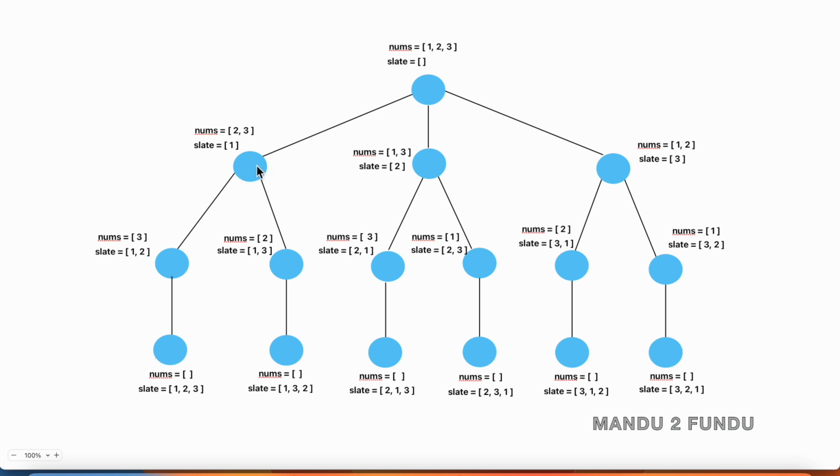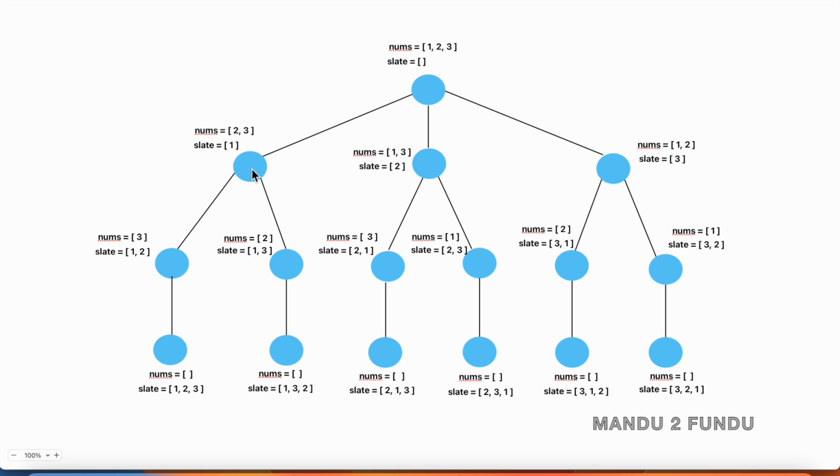So at each layer, all the values in the input numbers are added to the slate, and then that number will be removed from the nums array and then passed down to the next level. So when we reach here, the nums input array length will become 0. So whenever we see an input array length is 0, then we can create a copy of the slate and add it to the result array.